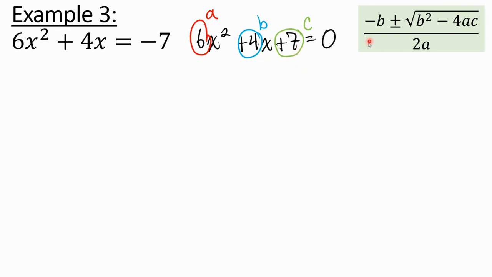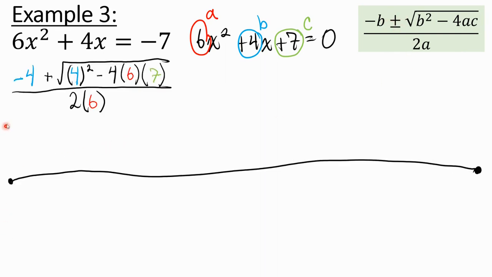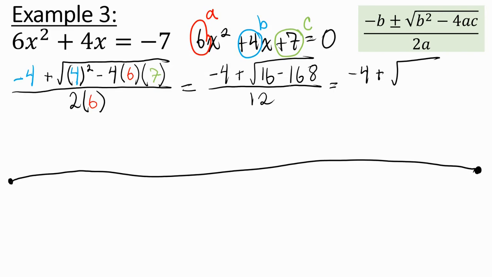All right, so I'm going to go ahead and start plugging my numbers in. I'm going to do the plus version first. Here's what it looks like with my numbers plugged in. This time, since B was 4, the first one, negative B, is now negative 4. The first things that I'm going to simplify are the 4 squared, which is 16. I'm going to do this multiplication, 4 times 6 times 7, and I'm going to do 2 times 6. So 16 minus 168 is negative 152.